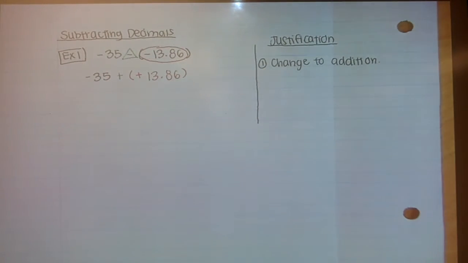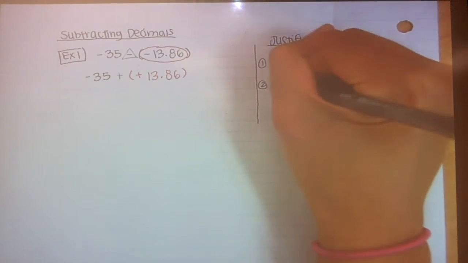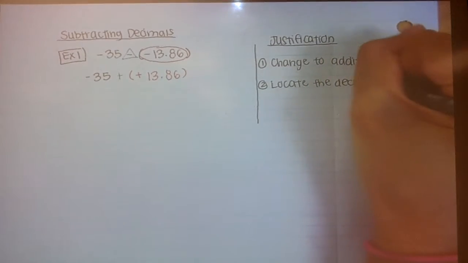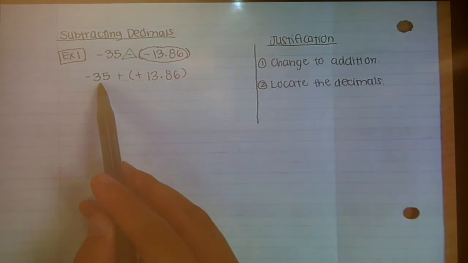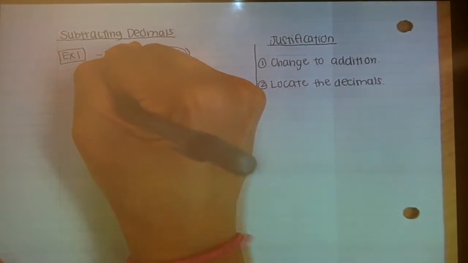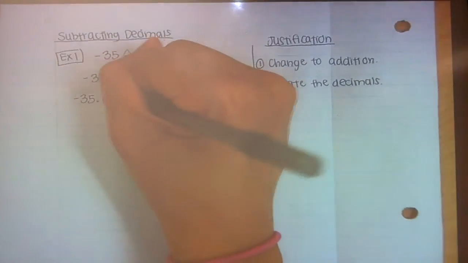So now I have an addition problem. I do exactly the same thing as we just did with adding decimals. So then I need to locate my decimals and add one if I need to. So I see negative 35. I don't see a decimal, so I need to add one. Negative 35.00. And everything else stays the same.